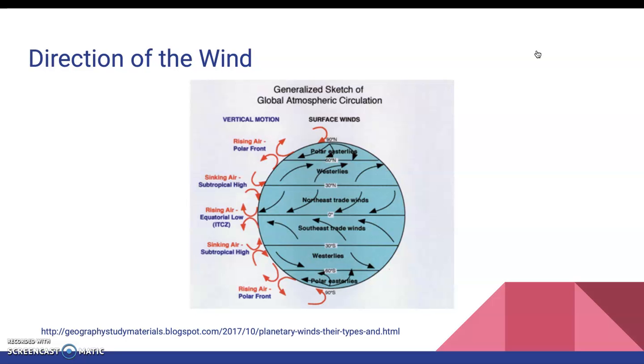My first slide is the direction of the wind. Wind is air in motion. It is produced by the uneven heating of the Earth's surface by the sun. Since the Earth's surface is made of various land and water formations, it absorbs the sun's radiation unevenly. Two factors are necessary to specify wind, that is speed and direction.